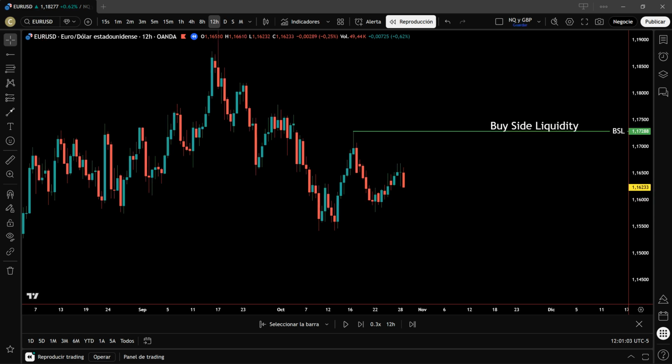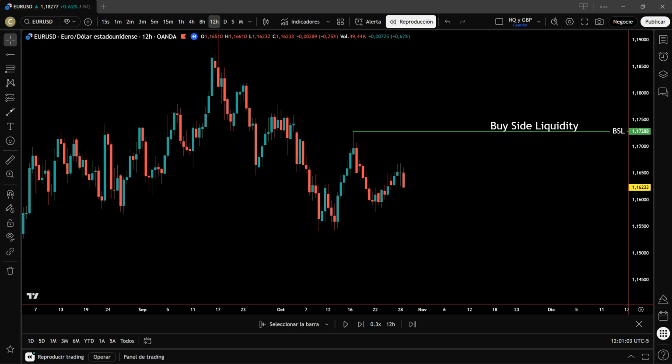Once the price has reacted to our demand levels, we must identify where it is headed. This is where buy-side liquidity, marked as BSL at 1.17288, comes into play. These levels represent previous highs where sellers typically place their stop losses. For large institutions, these points are pools of liquidity needed to close their buy positions for a profit or to induce new buyers to enter the market at the wrong time.